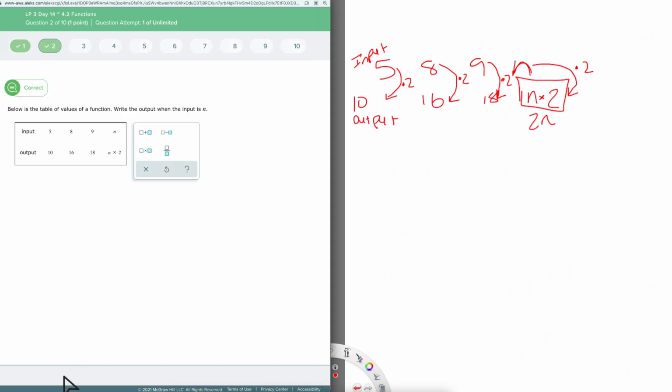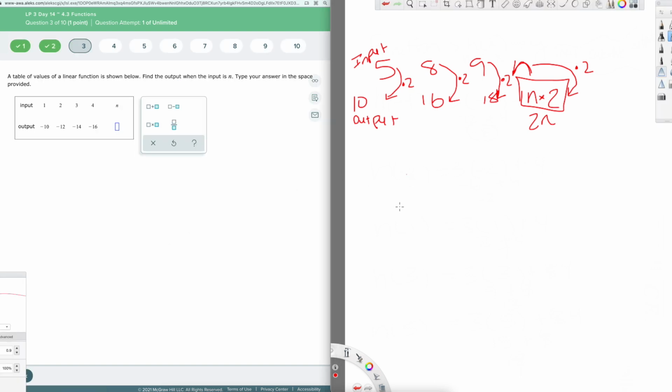All right, we're going to do one more of these. I'll switch the colors so we can see their different problems. 1, 2, 3, 4, and n, negative 10, negative 12, negative 14, negative 16, and then we're coming up with a rule here. Okay, so we did multiplication on the last one, but remember, it's not just multiplication. We can do addition, subtraction, multiplication, or division. We just have to figure out what I am doing to get from here to here each time.